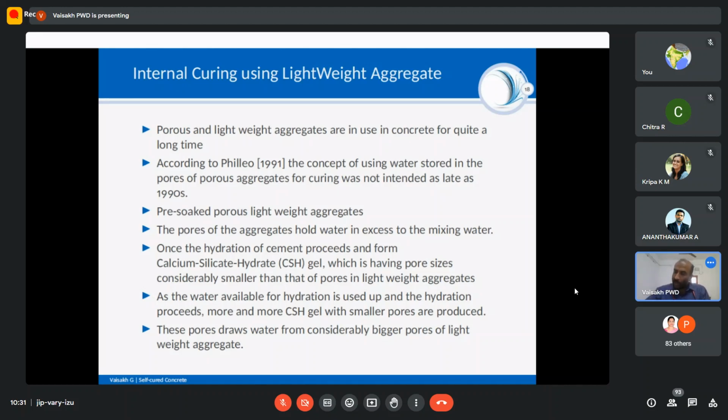The theory is simple. The calcium silicate hydrate gel is having lower pore size than that of the porous aggregate. So due to capillarity, the water that is there in the pores of the porous aggregate, to be exact, will be getting absorbed into the capillary pores of calcium silicate hydrate gel, and the water will be available for hydration. So the concept is smaller pores draw water from bigger pores. That is the concept.